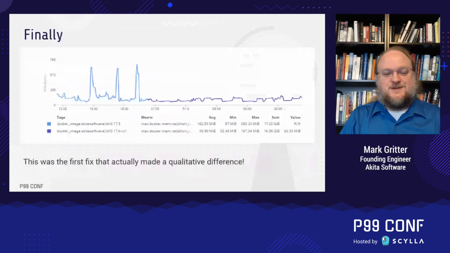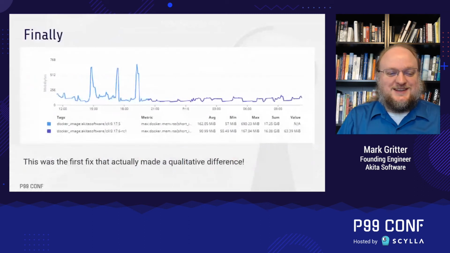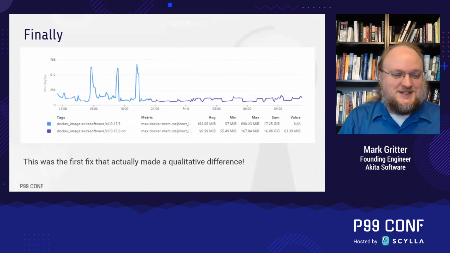And this was the first fix that really moved the needle. It was an immediate qualitative difference in the first few hours of testing. I was plotting the memory usage by version every time I rolled out a new release candidate with a new fix. And this was the first one where I could eyeball it and say, yes, that was really a big source of our problems.